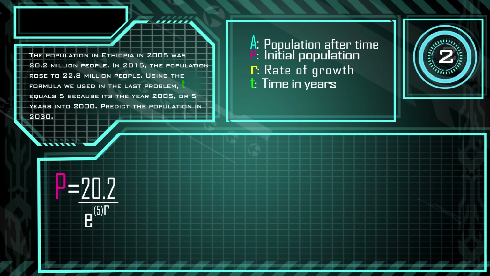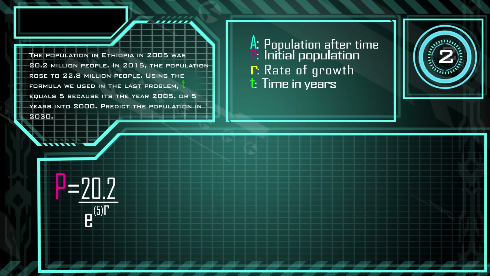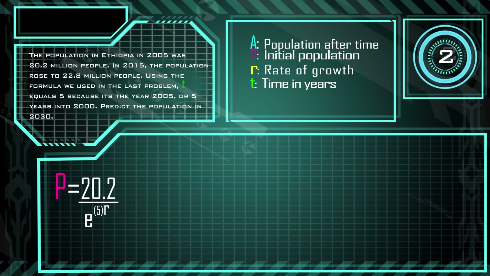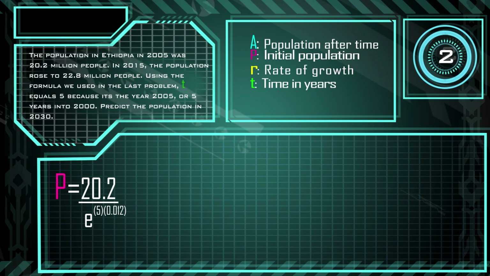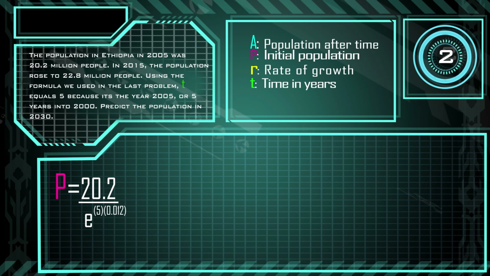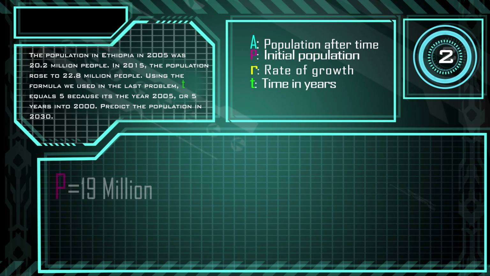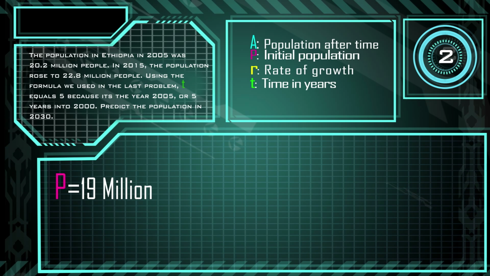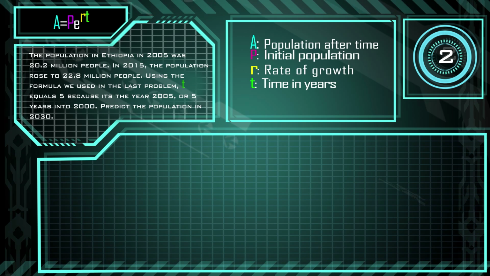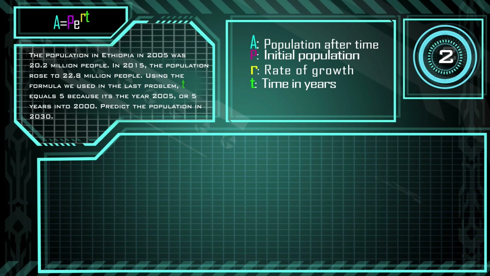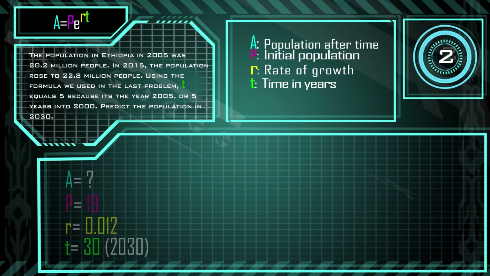Now you will want to go back to your initial population, 20.2 over e raised to the power of 5 multiplied by R, and plug in your answer for R. This is finding the initial population of 2000. Now you will want to use the formula A equals P multiplied by e raised to the power of R multiplied by T, again to find the population in 2030.